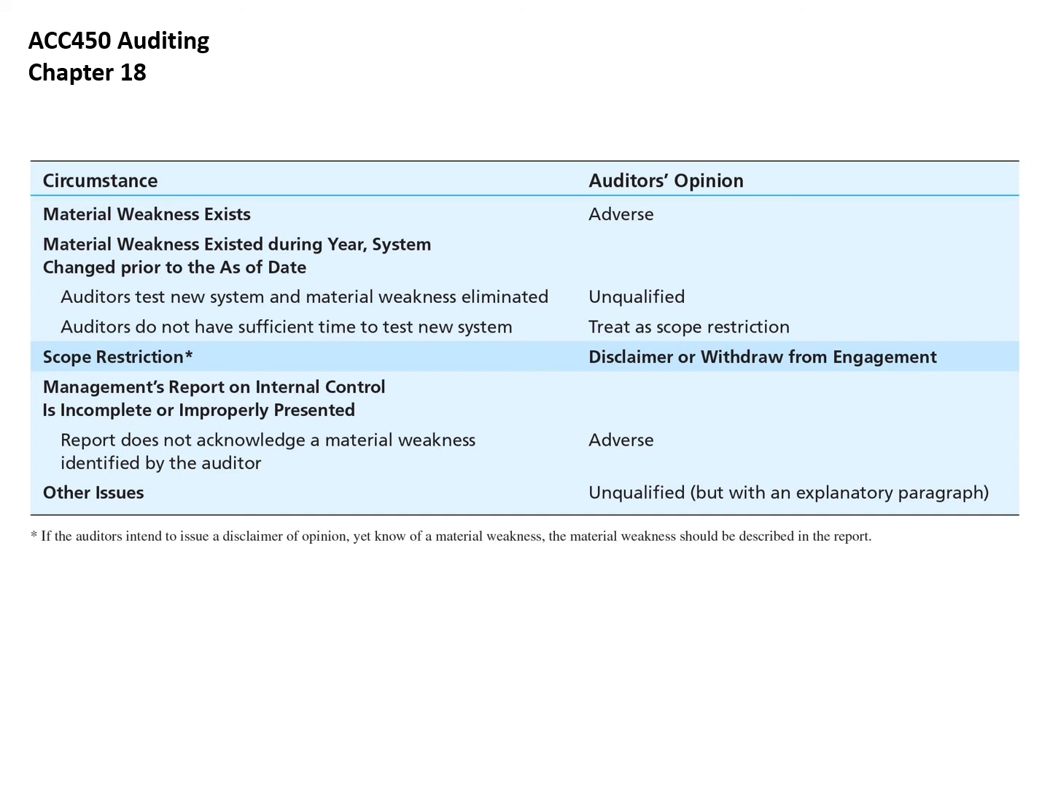If the client does not allow us to do a proper investigation, then we would either withdraw from the engagement or issue a disclaimer. If management's report is incomplete or improperly presented, we would give an adverse opinion, and then for other issues we might add explanatory paragraphs if we needed to.